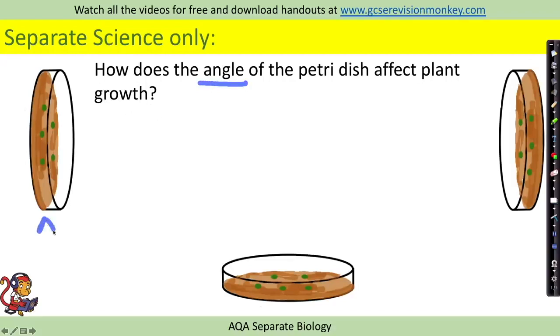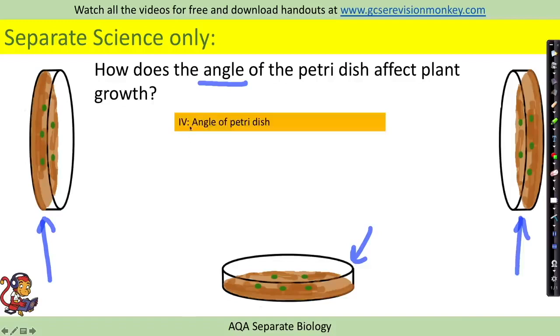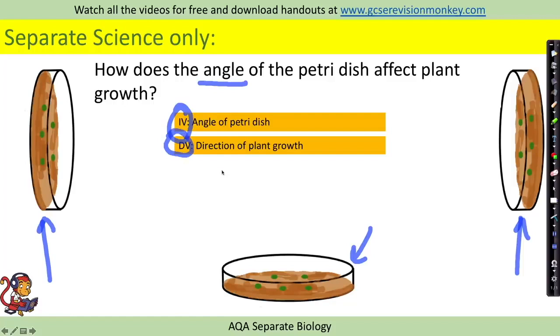And in this case, we might want to set up the Petri dishes at different angles and then record plant growth. In this case, our independent variable would be the angle of our Petri dish. So we might want to do 180 degrees, 90 degrees, 270 degrees, etc. The direction of our plant growth would be what we are going to record after our experiment.